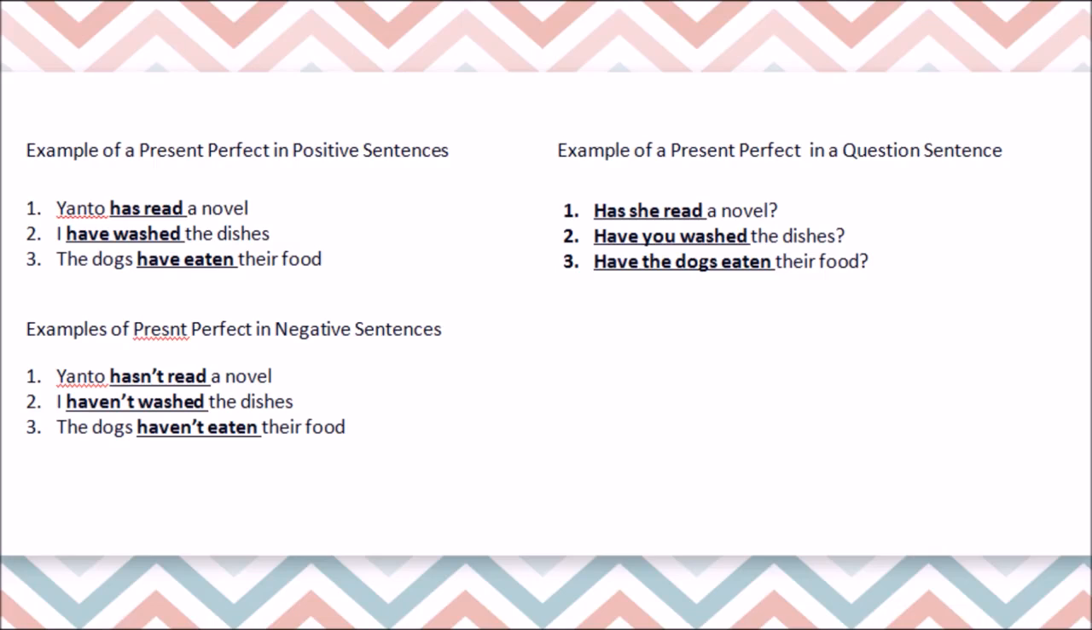Example of present perfect in negative sentence: Yanto hasn't read a novel. I haven't washed the dishes. The dog hasn't eaten its food.